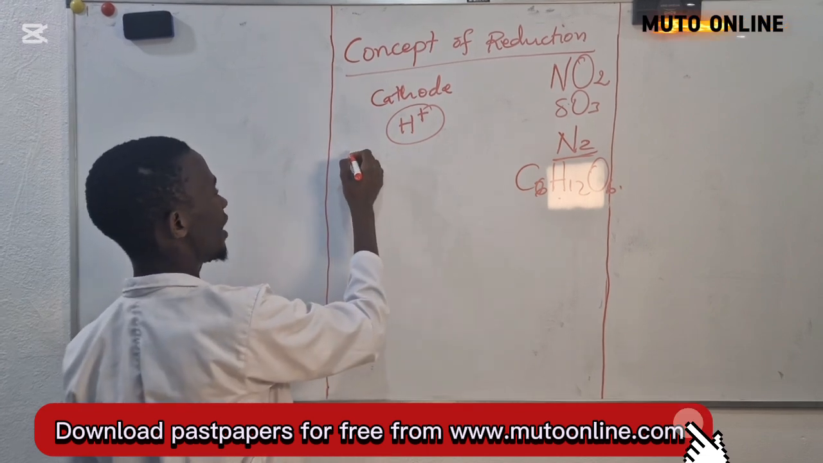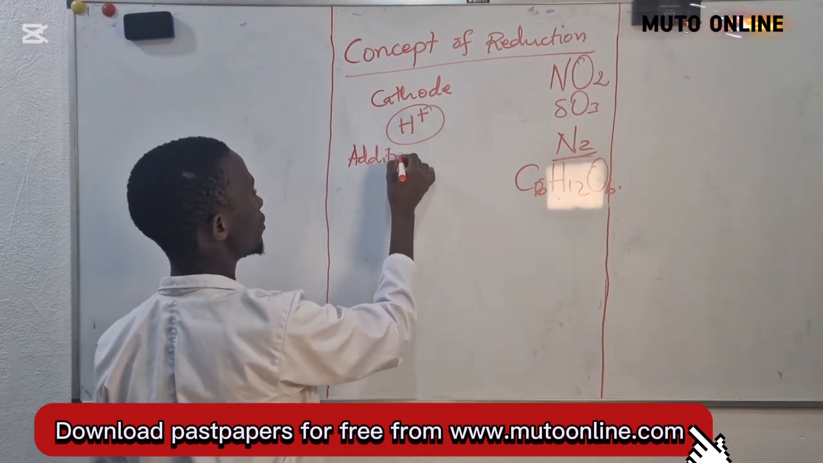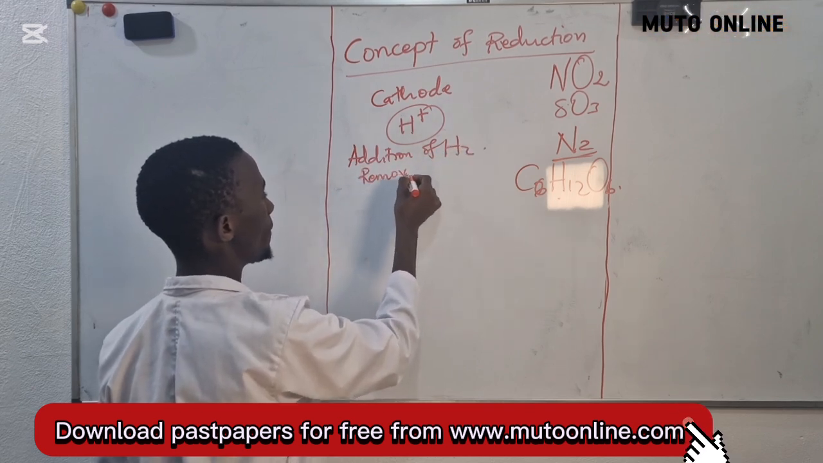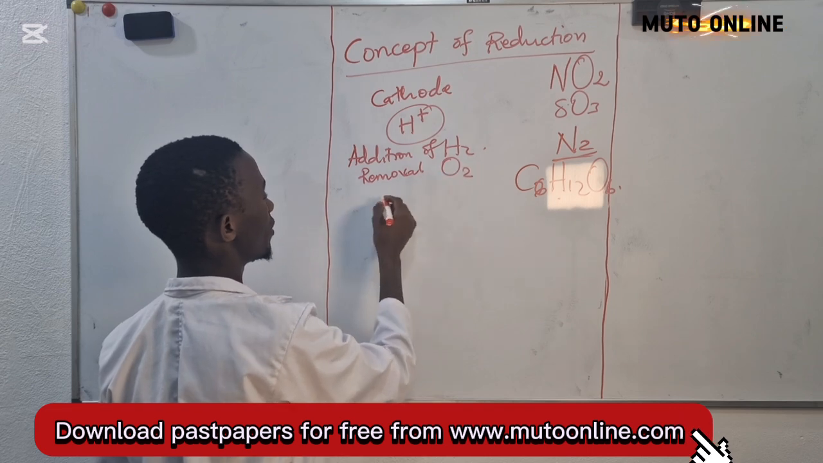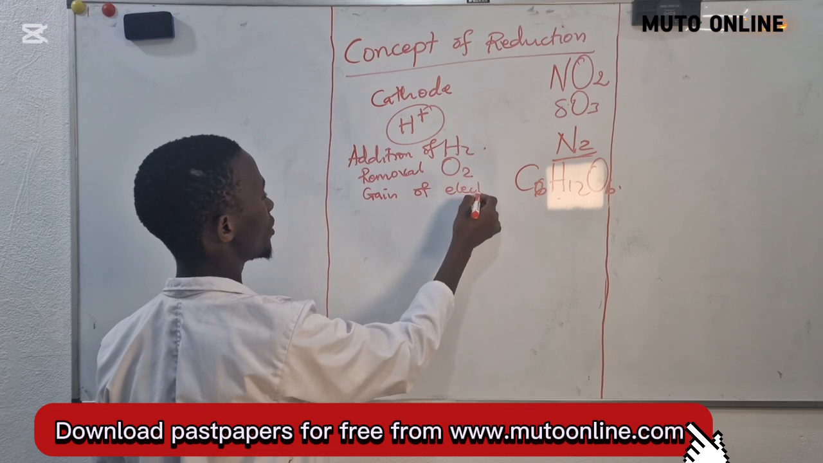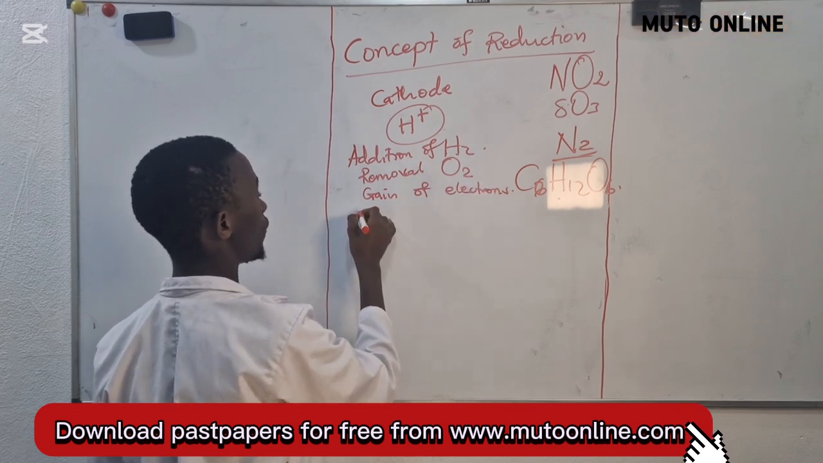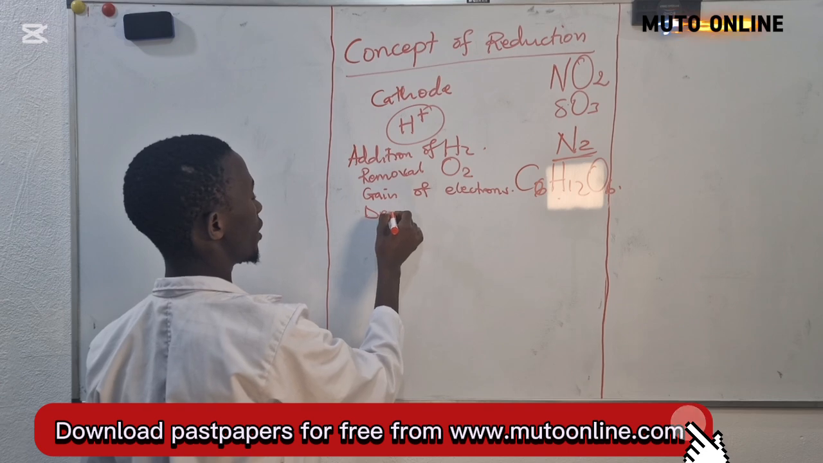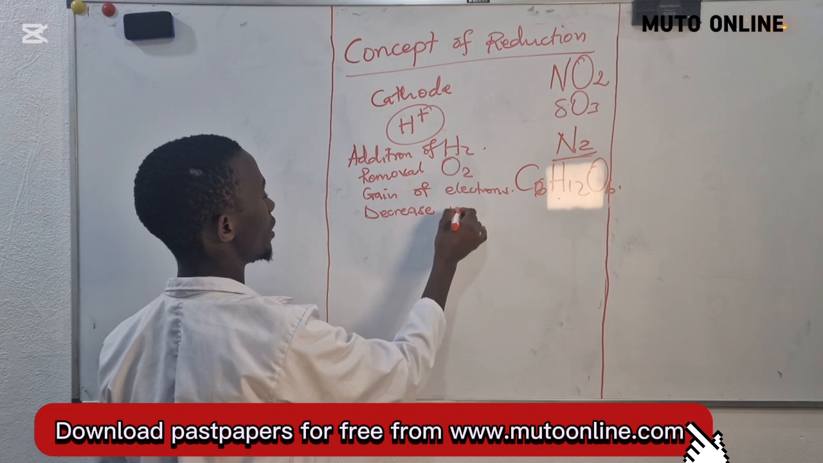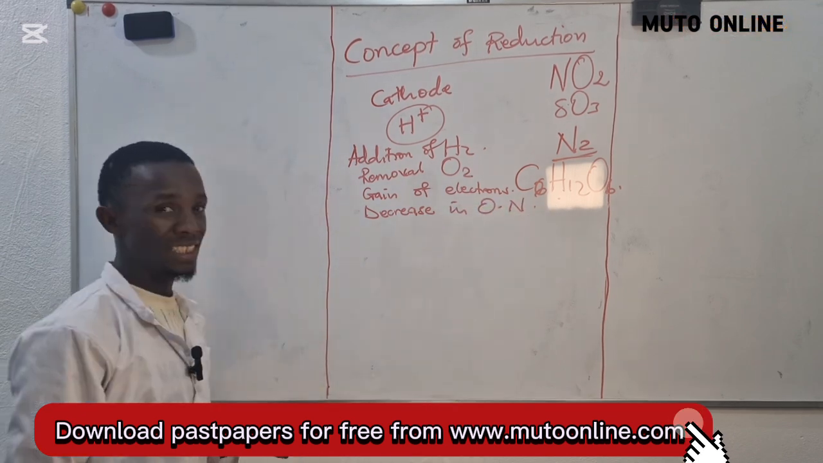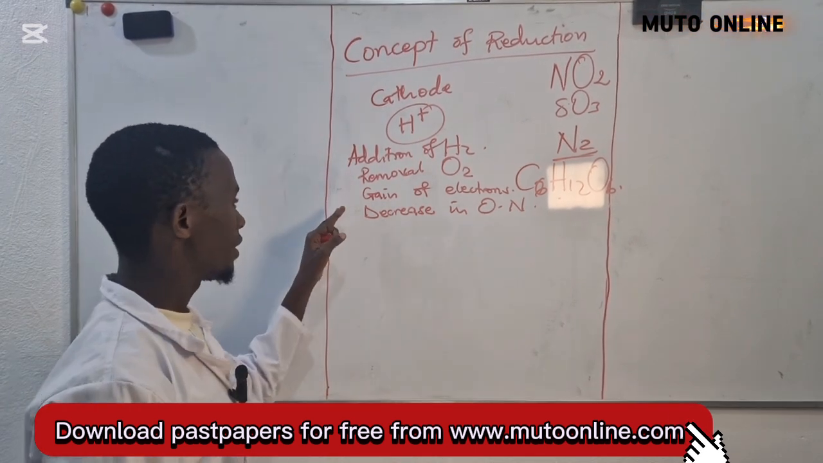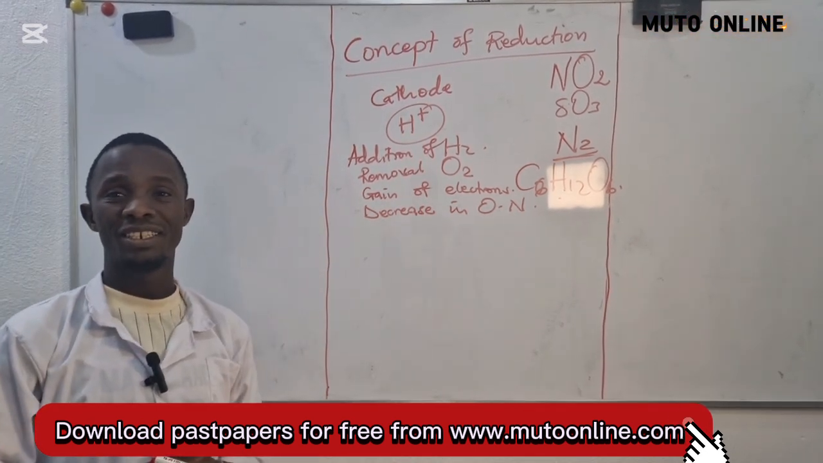We define reduction as either addition of hydrogen, removal of oxygen, gain of electrons, and we also defined it as any reaction that involves a decrease in oxidation numbers or oxidation states. So long as a reaction involves one of these four, it is a reduction reaction.